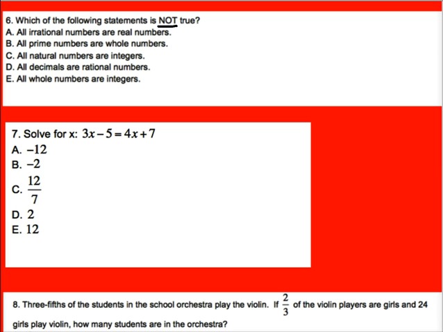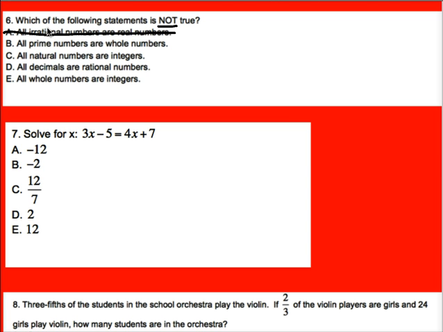Let's take a look at these individually. A, all irrational numbers are real numbers. Everything that we learn about in terms of these subcategories are real numbers, so that is going to be a true statement. In order to be irrational, it's going to have to be real.